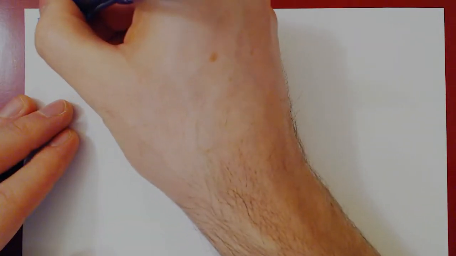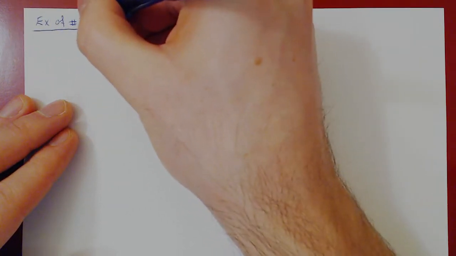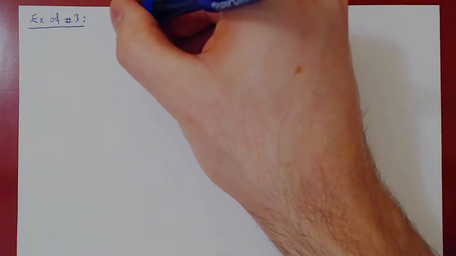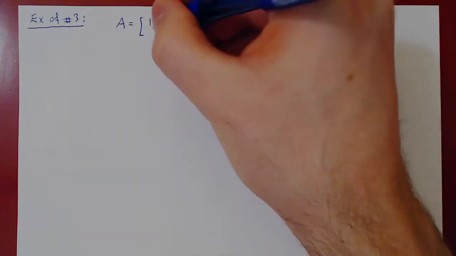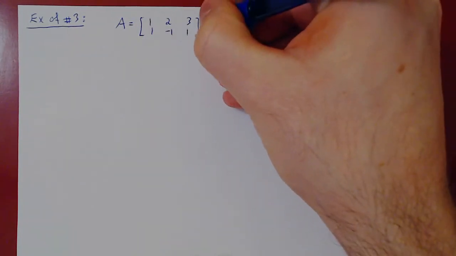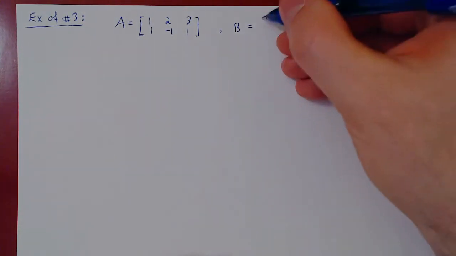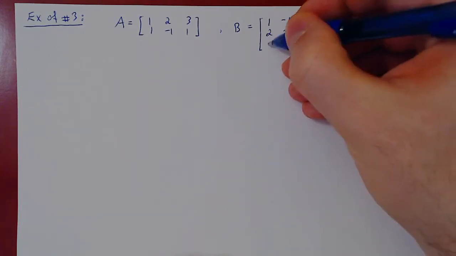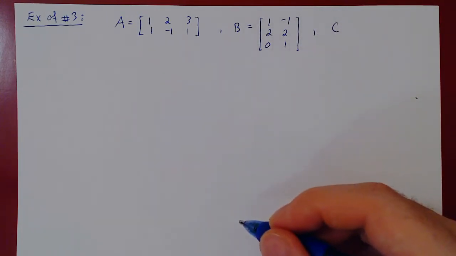So an example of number 3. That matrix multiplication is indeed associative. So we'll take the matrix A to be, say, a 2 by 3 matrix. We'll go 1, 2, 3, 1, negative 1, 1. We'll take matrix B to be a 3 by 2 matrix. Let's go with 1, negative 1, 2, 2, 0, 1. And we'll take C to be a 2 by 3 matrix again.